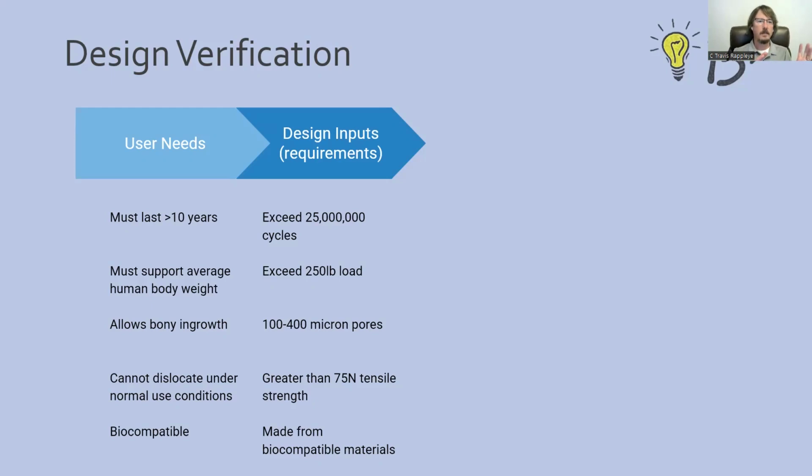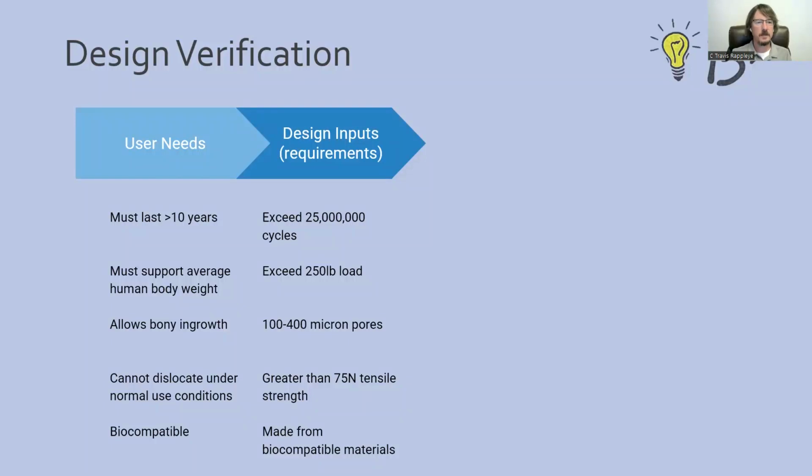And so the process is, you take a user need like must last greater than 10 years. I looked it up, and the average human walks 2.5 million steps per year. That's something that's easy to look up in literature, or you can just Google that one, and multiply that by 10. I got that was easy math to come up with 25 million cycles. And we do that for every user need, but what we end up with in doing so is a set of requirements that we can actually design to.